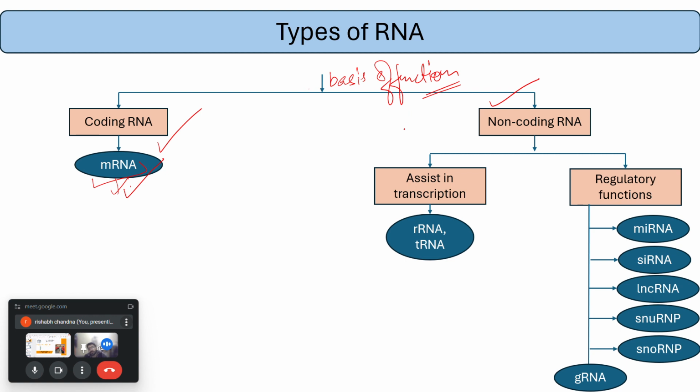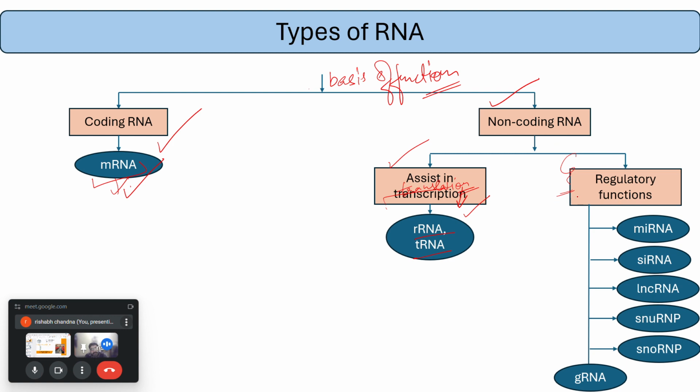Then come the non-coding RNAs that may assist in translation or have some regulatory functions. Sorry, assist in translation, this must be translation. So different rRNAs and tRNAs help in translation. They are functional RNAs rather than encoding proteins, so they help in translation.